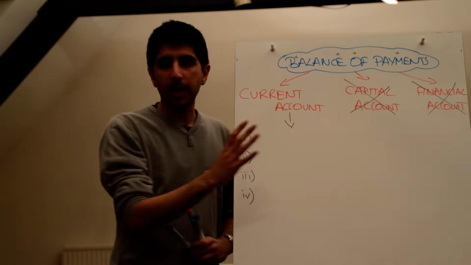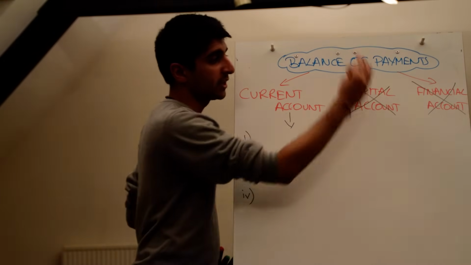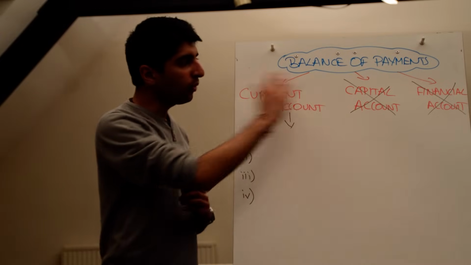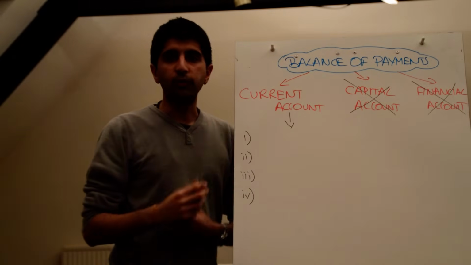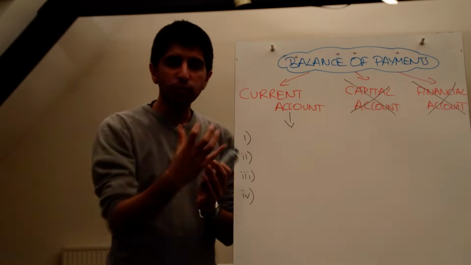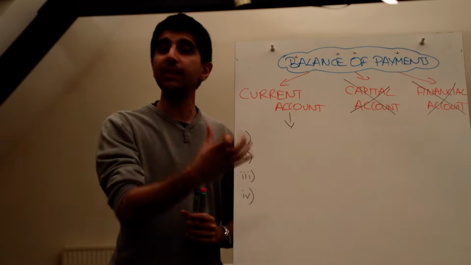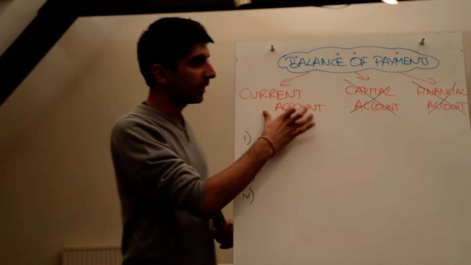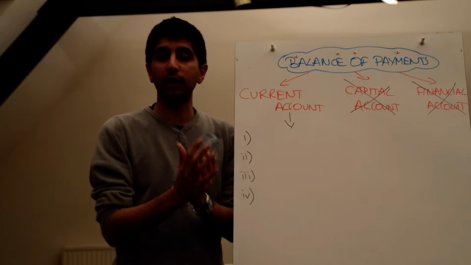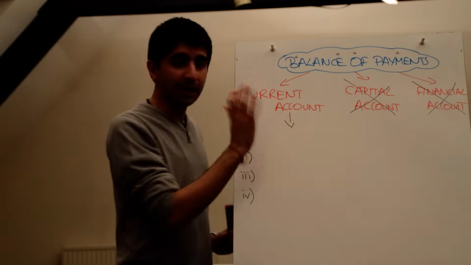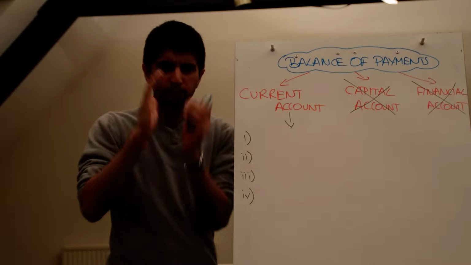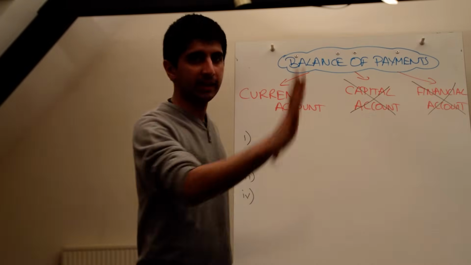So within the balance of payments, there are these three major accounts. And all these accounts measure are the flows, the amount of money entering the country and the amount of money leaving the country. The current account is the one we look at when we are trying to measure trade. And at AS level, that's the one that we focus purely on. We don't worry about these two until later.